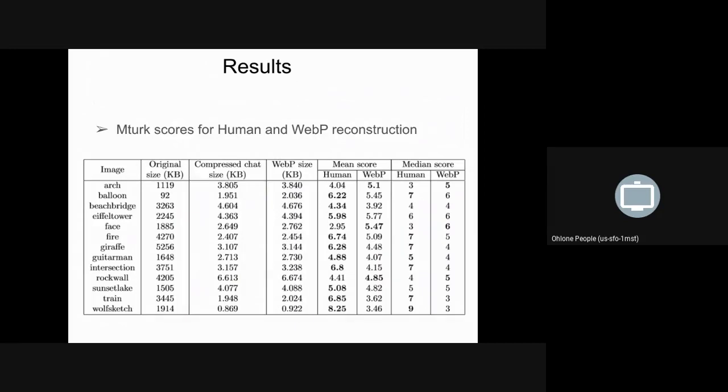So in any case, of the 13 images that they worked on, they ended up being superior to WebP, and often significantly superior, on 10 of 13 images. As you might imagine, on images of recognizable people's faces, they didn't do as well.